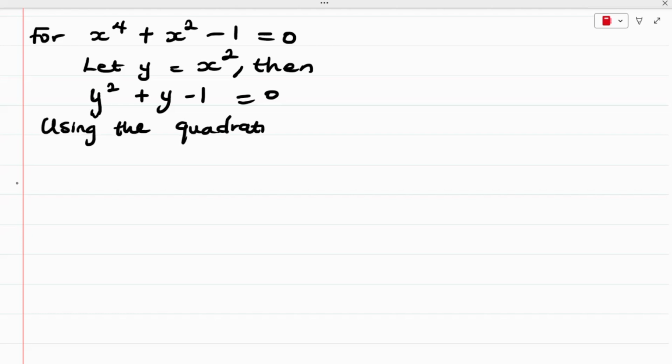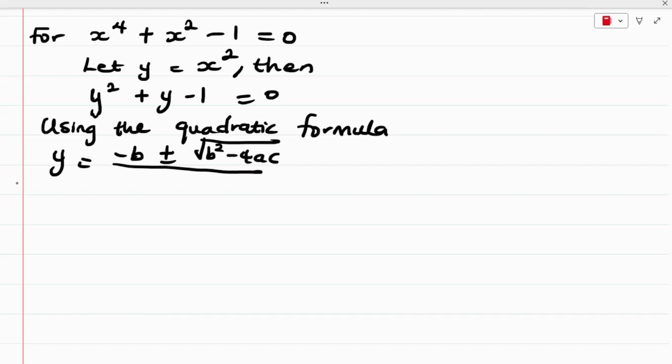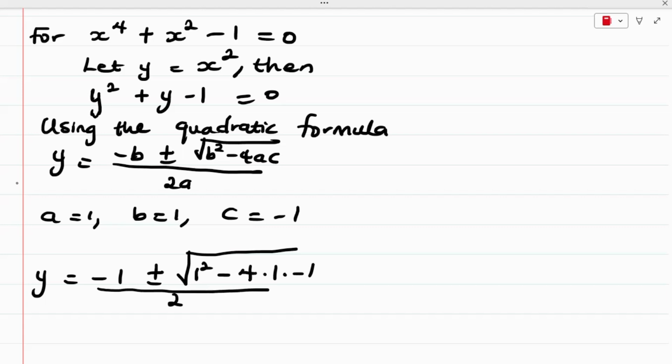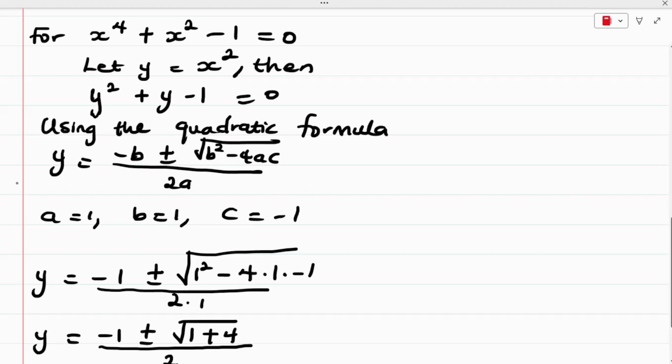Making use of the quadratic formula, we know that the quadratic formula gives us y is equal to minus b plus or minus the square root of b squared minus 4ac, all over 2a, whereby a is equal to 1, b is equal to 1, and c is equal to negative 1. Applying this, we have y is equal to minus 1 plus or minus the square root of 1 squared minus 4 times 1 times negative 1, all over 2, because 2a is 2 times 1.